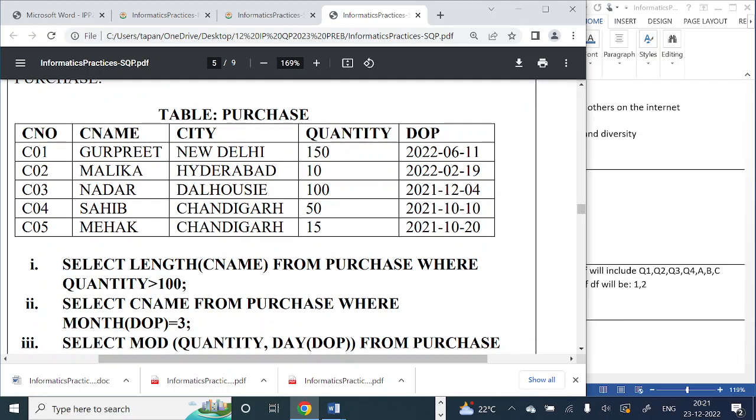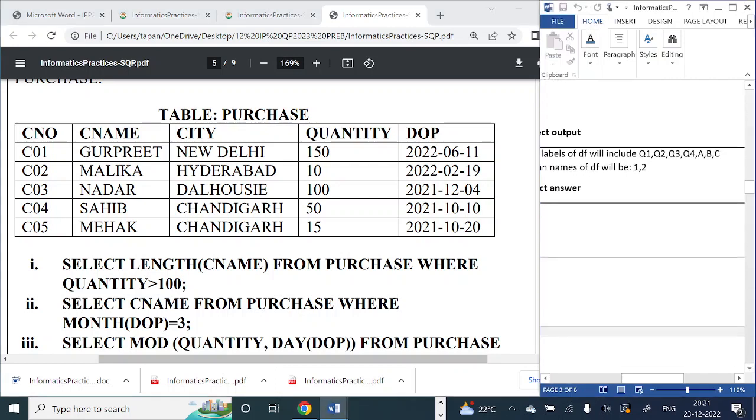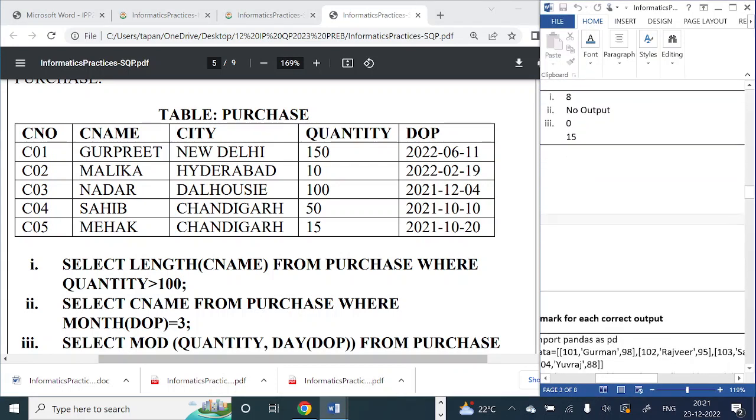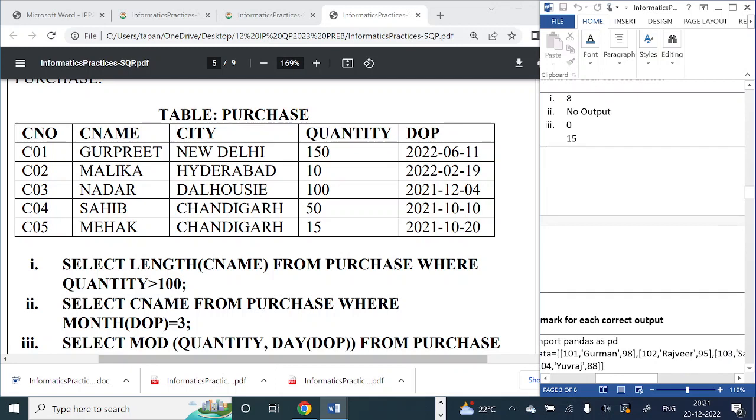Now greater than 100 only 150, and the length of CNAME Gurpreet, you count, GURPREET. So 8 characters are there. So answer will be 8. The first one, answer is 8. Second one, select CNAME from purchase where month DOP equals to 3. Now you cannot see any month which is 3. So here no output will be there.